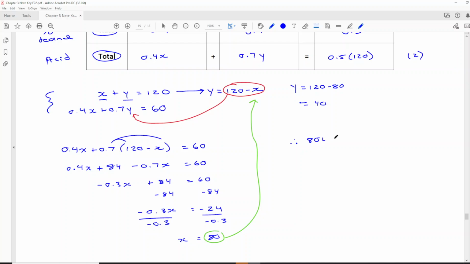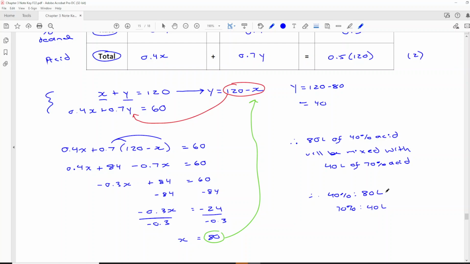Therefore, 80 liters of 40% acid will be mixed with 40 liters of 70% acid. If you look in the back of the book, I think they literally go 40%, 80 liters, and then 70%, 40 liters, and I'm totally fine with that. Either of those would be fine, but show me that you know what you solved for. Ideally, it's an amount, but the textbook doesn't do it, so I can't expect you to do it.